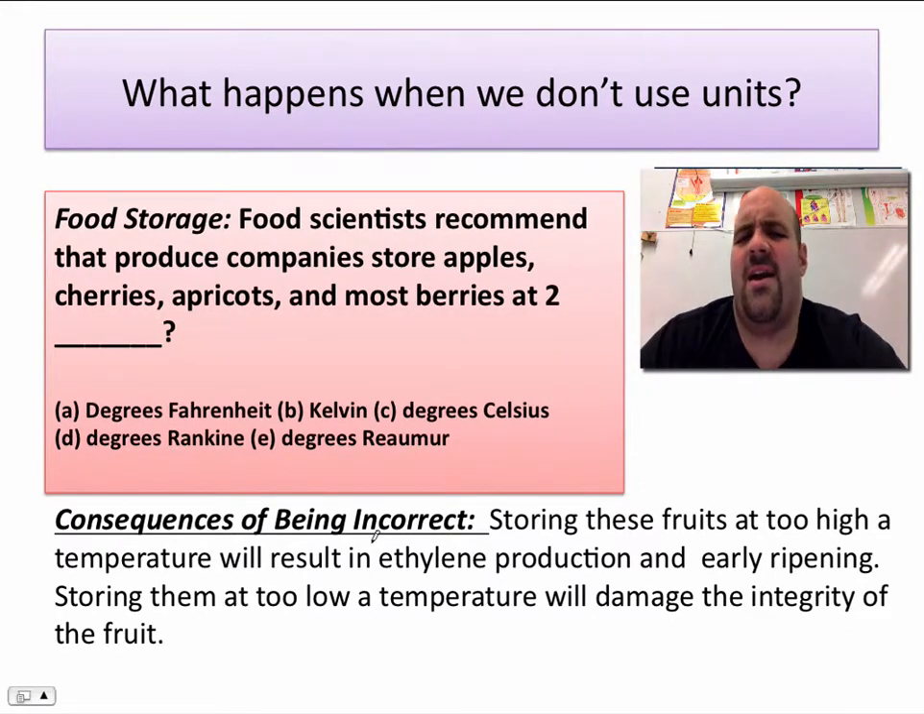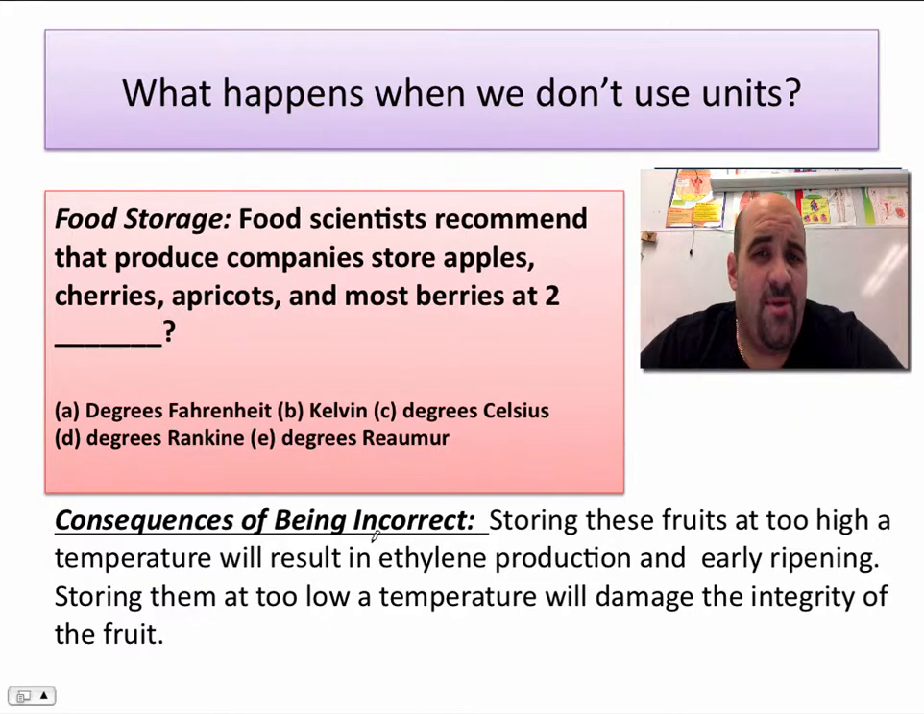And the final one we're going to look at is food storage, just to hit another walk of life. Food scientists recommend that produce companies store apples, cherries, apricots, and most berries at 2 blank. Is it Fahrenheit, Kelvin, Celsius, Rankine, or Reamer? Not even sure if I pronounced that right. Reamer.